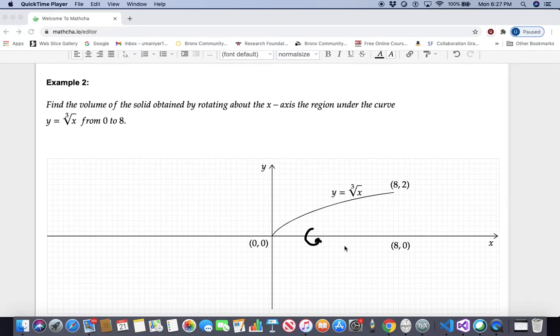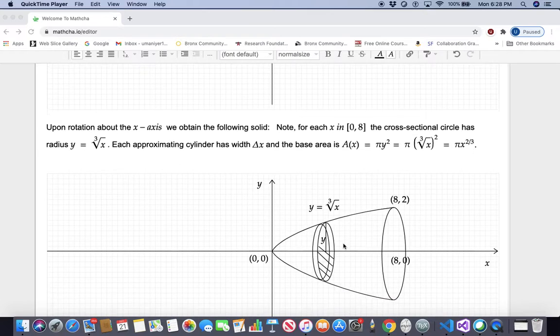When x is 0 and x is 8, you get these 2 points: 0, 0, and when x is 8, y is 2. Cube root of 8 is 2. So you are looking at this curve from 0, 0 to 8, 2. You are going to take this region under the curve and rotate it about the x-axis. So here is the picture you get.